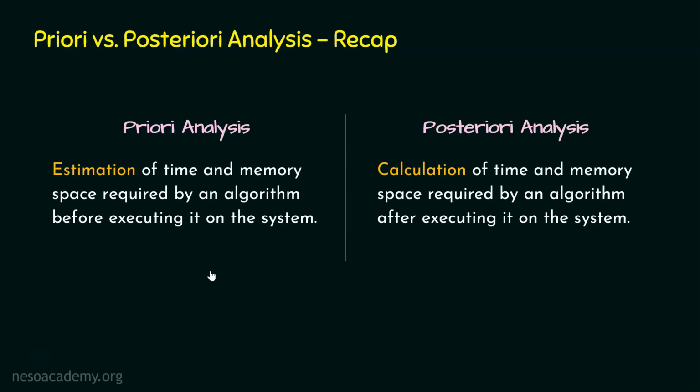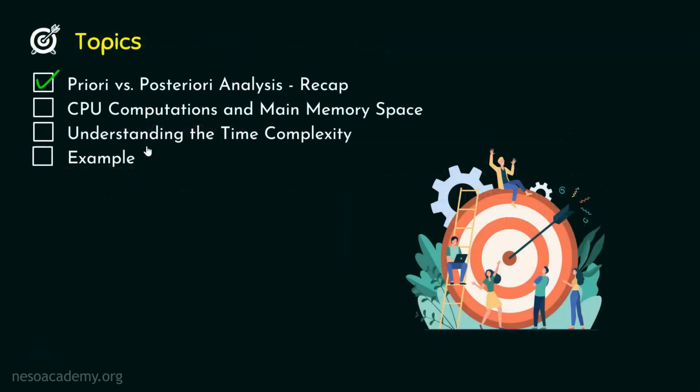Now, what is the meaning of CPU computations? Let's understand the meaning of CPU computations and main memory space first. After this, we will learn how to analyze an algorithm, or in other words, how to estimate time and memory space required by an algorithm. So now, we will understand the meaning of CPU computations and main memory space.